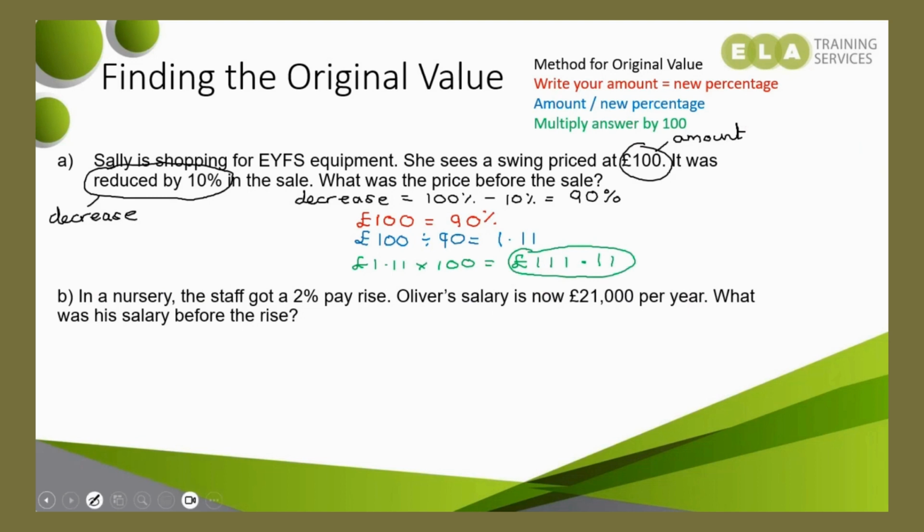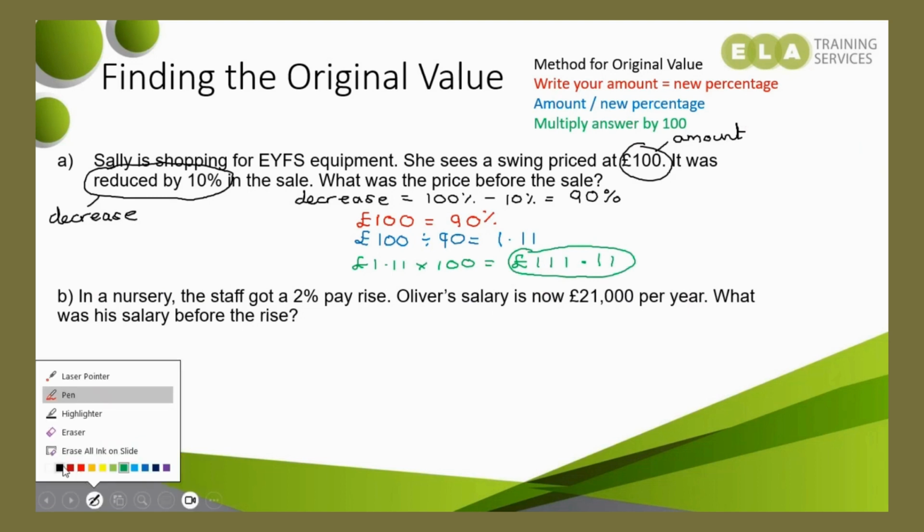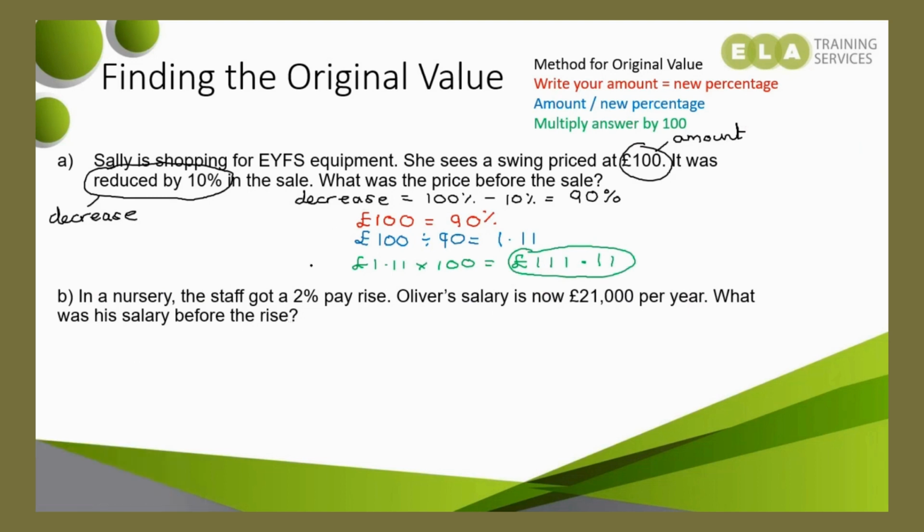Okay, now we're going to try it for an opposite question. So now in a nursery, the staff got a 2% pay rise, so I'm going to highlight the 2% pay rise. And Oliver's salary is now £21,000 per year, so I'm now going to highlight that. So now I've highlighted my percentage and I've highlighted my amount.